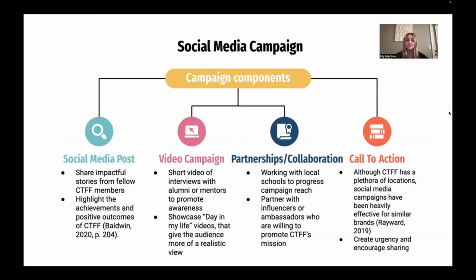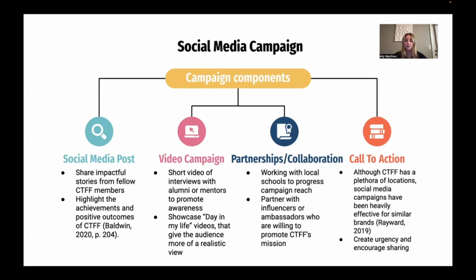Next, we will get into the specific campaign components. The first one is social media posts. They can start implementing sharing impactful stories about fellow youth, also highlighting achievements and positive outcomes of CTFF. Second is video campaign, and this can be short videos of interviews with alumni or mentors to promote awareness. They could also showcase day in my life videos that give viewers a realistic picture into what CTFF is about.